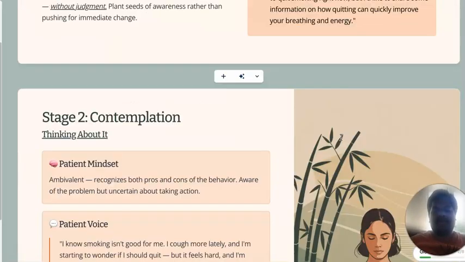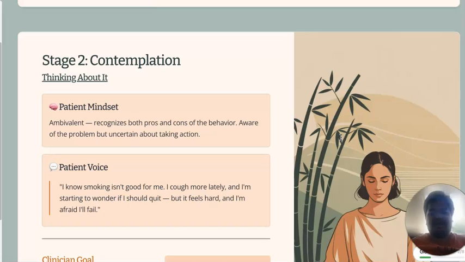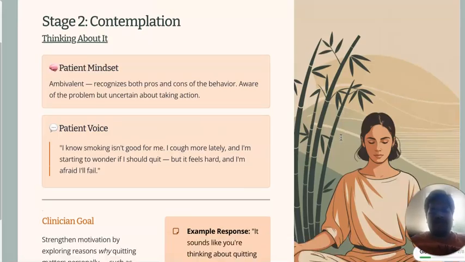Now similarly, sometimes the person in your clinic will be in the contemplation phase of behavioral change. Let's say here again, quitting smoking. So how do you know that he is in the contemplation phase? In this phase, the patient's mindset will be confusing, ambivalent. He recognizes both the pros and cons of the behavior, but he is uncertain about taking action.